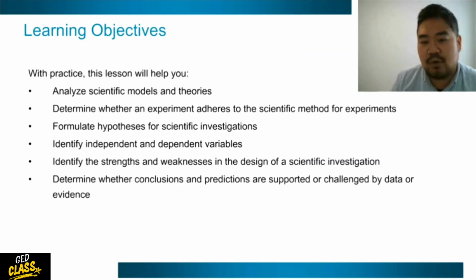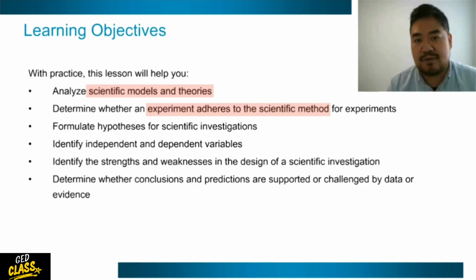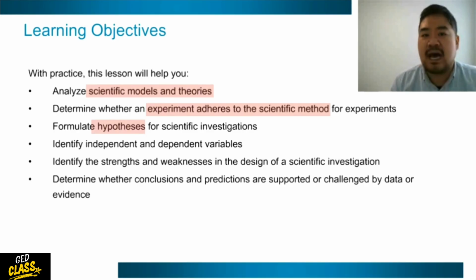So let's get started. What we're going to look at are a couple things that are related to understanding how scientific experiments work. So we see our 6 learning objectives for this session. And the first is going to be how to look at scientific models and theories. Then we're going to be looking at scientific experiments and whether they adhere to the scientific method for experiments. So, of course, in order to know if an experiment follows the scientific method, we'll also look at what the scientific method is. Thirdly, we'll be looking at hypotheses for scientific investigation. Like, what is a hypothesis and how is that related to scientific experiment?